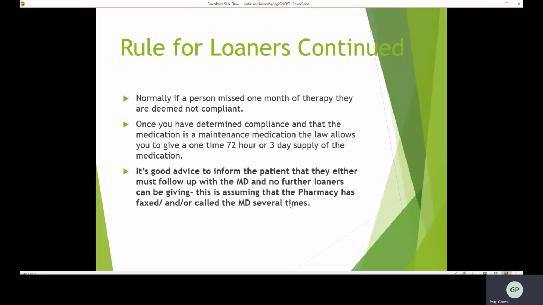So once you fax the prescription to the doctor's office, you have completed your job. The doctor should get the fax or the refill request Monday morning, and it's up to the doctor's office to fax back the approval or the denial. The pharmacy has completed that part by faxing over the refill request. Now it's up to the doctor's office to approve it or not.